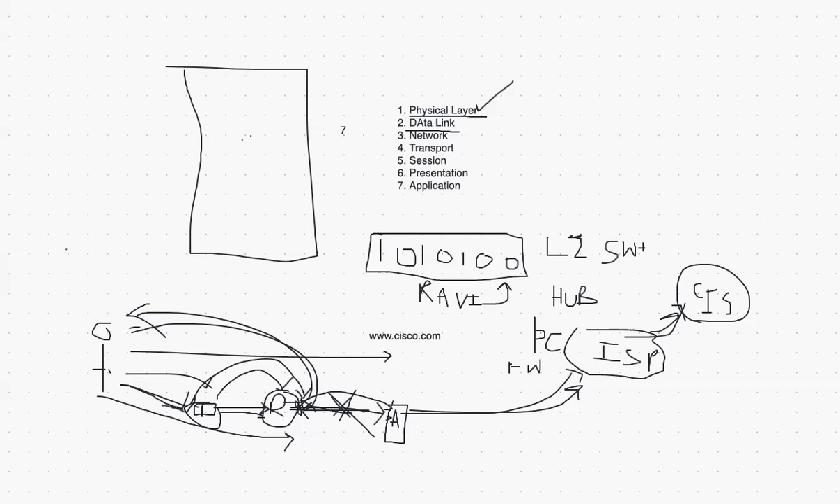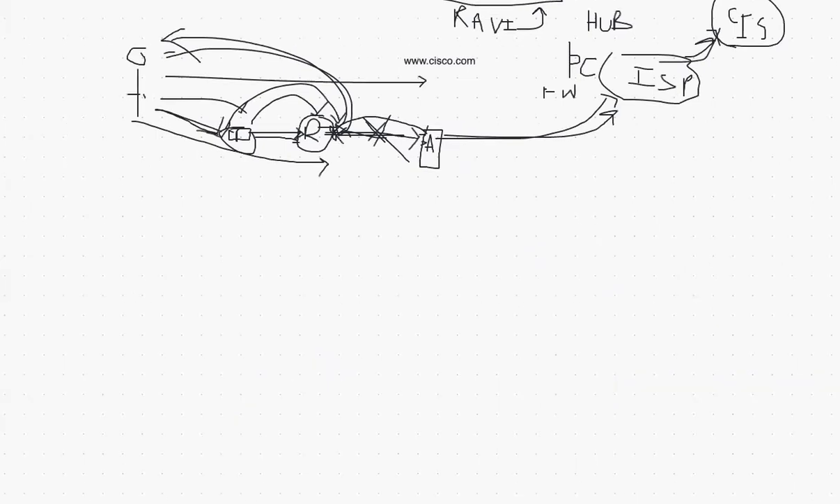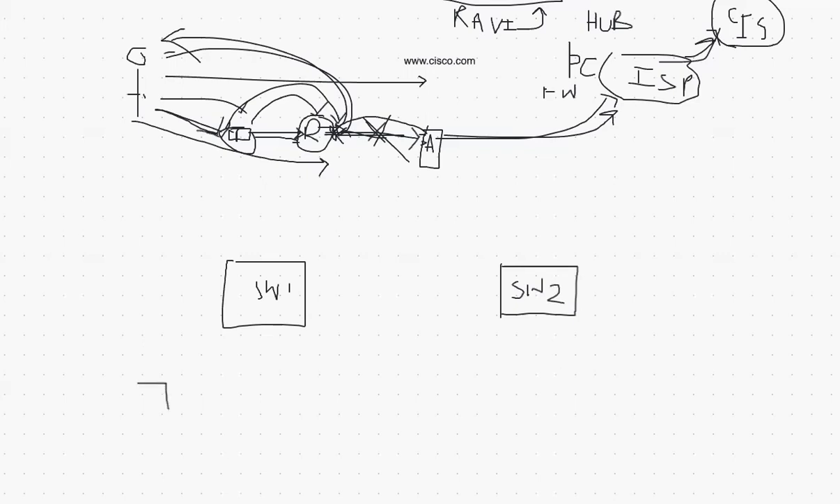For example, let's take two switches. This is switch 1. This is switch 2. There is a PC1 here. There is a PC2 here.